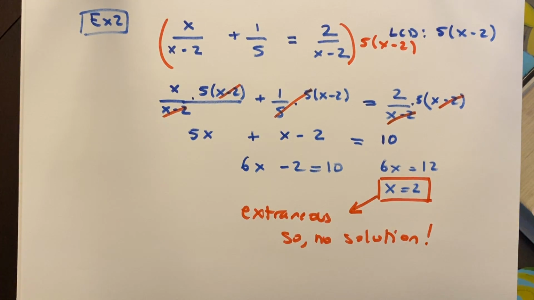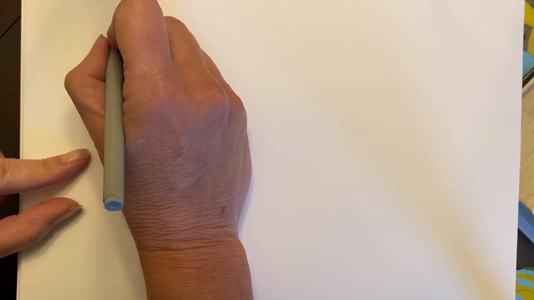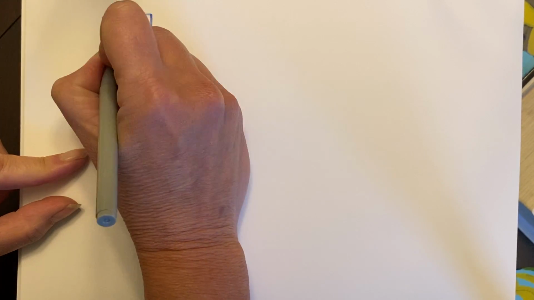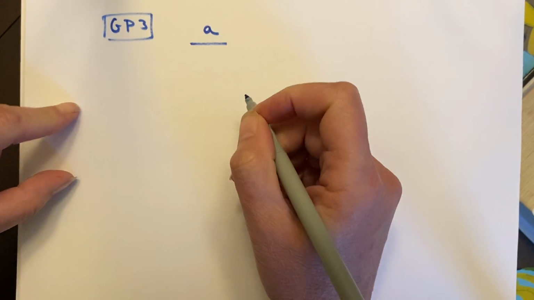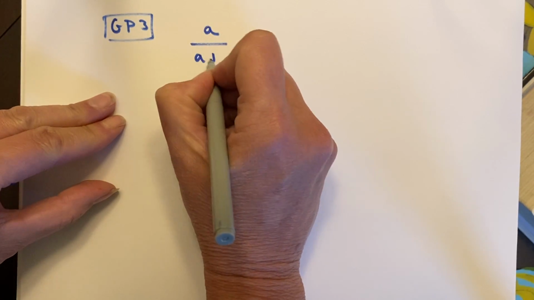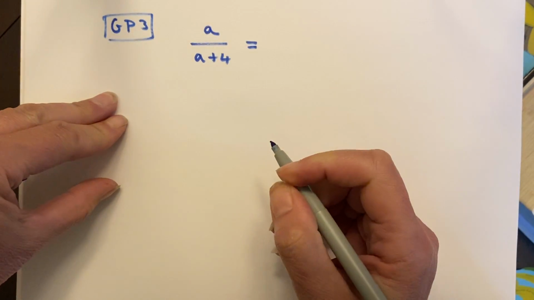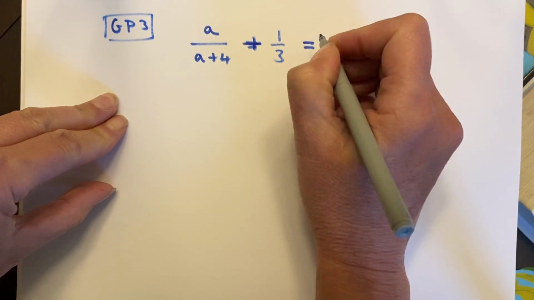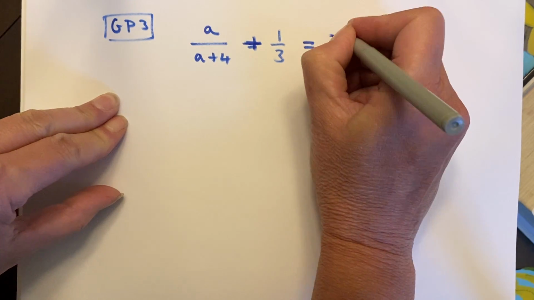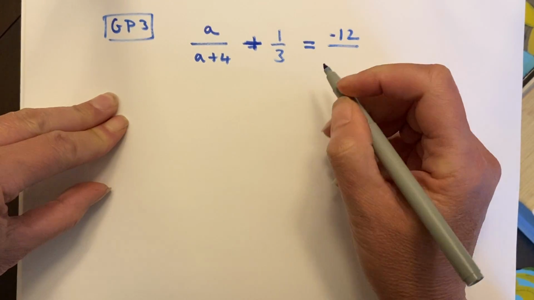Okay, because they gave you such a hard problem, let me give you another one before we leave this. I'm going to do guided practice number 3. Again, if you want to, pause the video, try it out, and come back. a over a plus 4 plus 1/3 equals negative 12 over a plus 4.